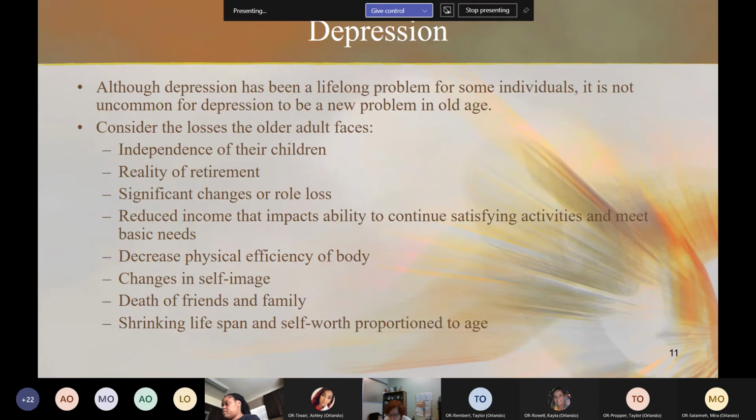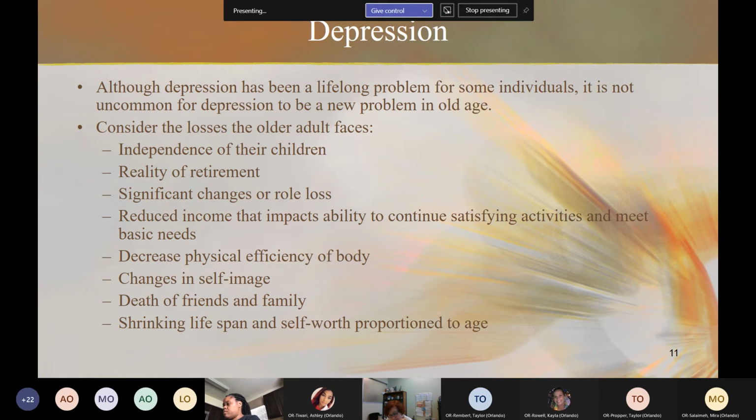Again, some patients have depression their whole life. What is interesting, it's not uncommon for depression to be a new problem in old age. It could be something new. And look at all the losses that the older adult faces. Their children are gone, they're grown up, some of them don't live close by, they don't get to see their grandchildren. That can become very depressive.